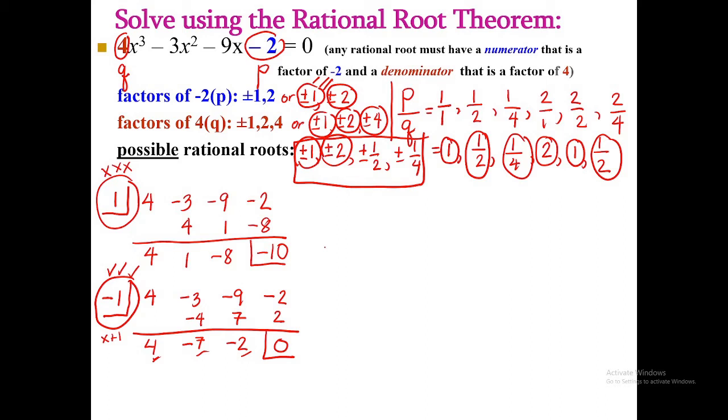Yes, go on. 4x squared. Correct. 4x squared minus 7x minus 2.